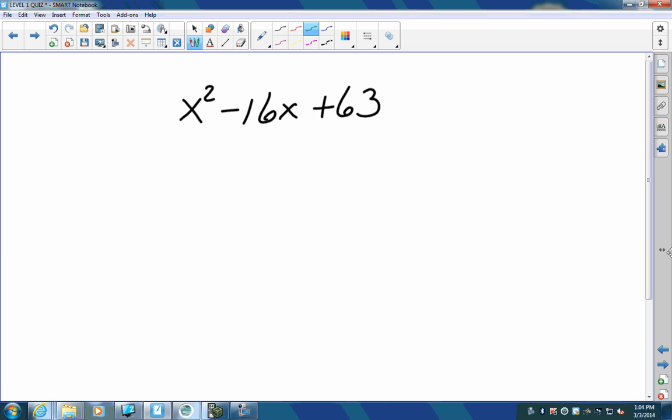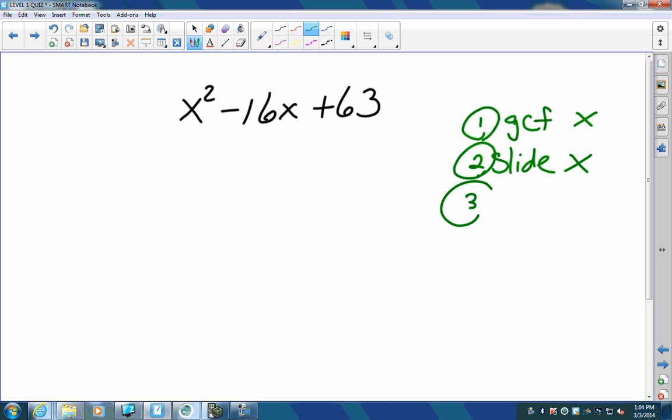Does anybody remember what was step 1? Pull out the GCF. Is there a GCF? Is there a number in front of that x squared? No, other than a 1. So there's no GCF to pull out. Step 2, slide. When we go to slide, the number in front of the x squared is what we slide. If it's a 1, we don't even have to do that. Whoop, whoop, makes it easier, because now I get to go straight to factoring.